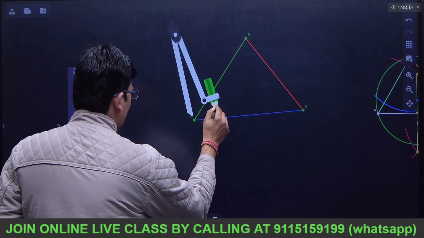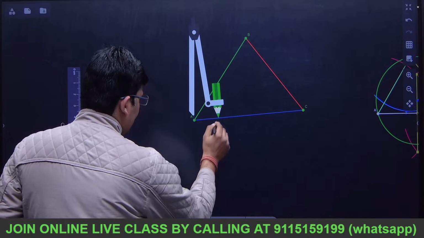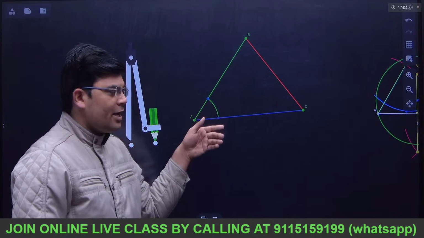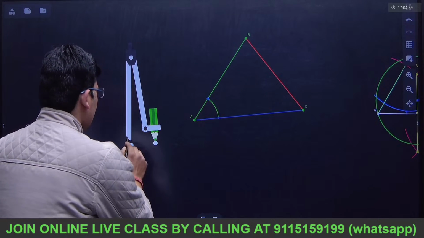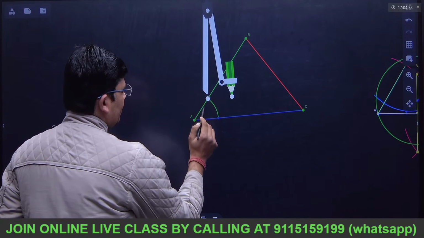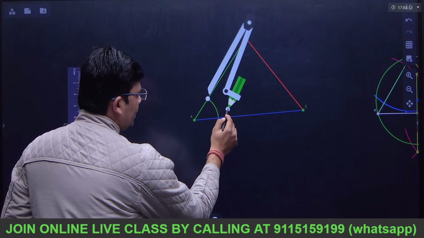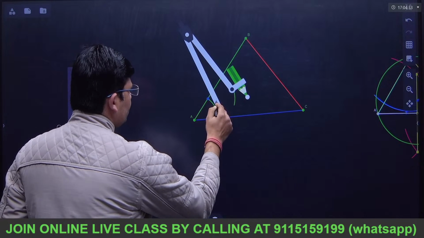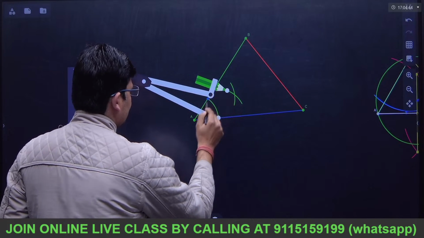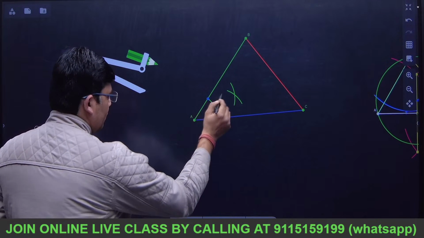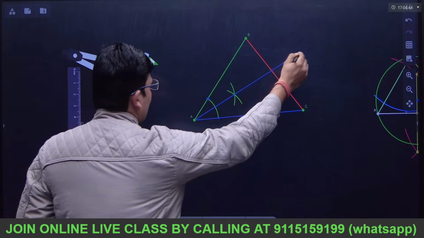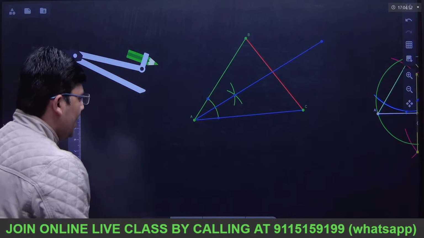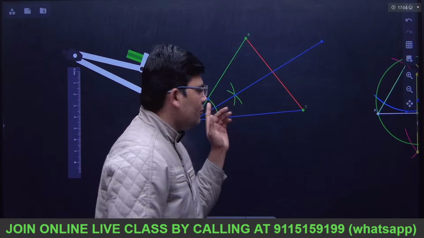So first I will draw an arc to intersect at 2 points. Now this is an angle, so I have to bisect this angle. To bisect this angle, I will put my center here, taking a radius more than half of it, drawing one arc like this, and then without changing the radius, I am drawing another arc like this. Now with the point of intersection and this point, I am going to draw a straight line. This particular line is the angle bisector of this angle A.